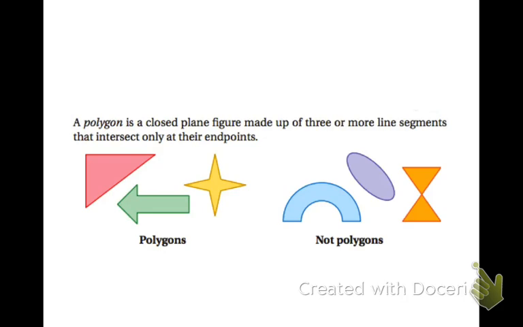So looking at the blue, the reason it's not a polygon is because it's not made up of line segments. Anything with curves, circles, would not be polygons. The purple oval is curved, and the orange, even though it appears to be like a reflection of two triangles, the fact that it intersects in the middle means it's not a polygon. The other thing that would be considered not a polygon is a shape that was not closed, just left open like that. We would not call that a polygon, even though they are made up of straight edges.